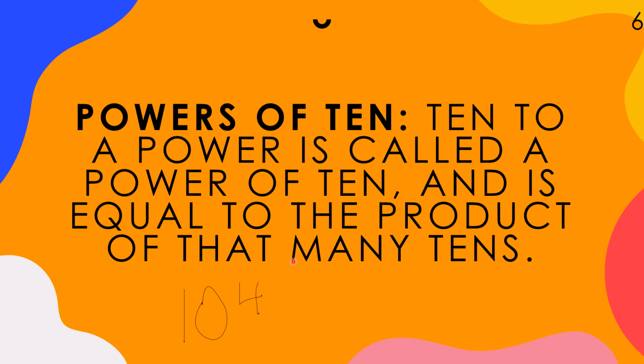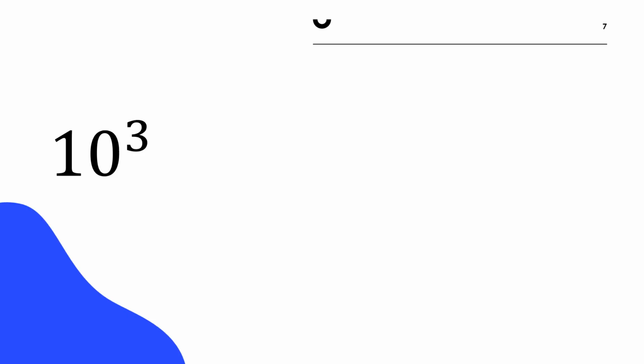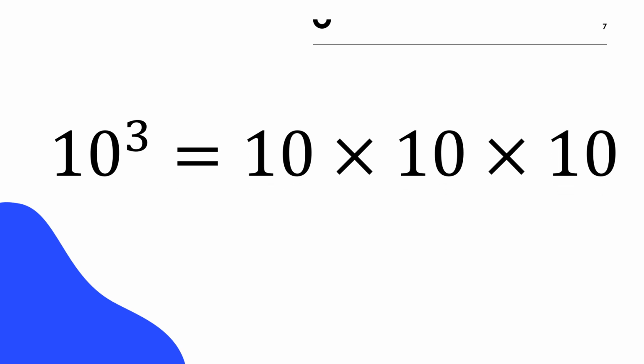So this is equal to, whoops, sorry, there we go. Equal to the product of that many tens. So equal to the product of 4 tens. All right, so we're going to look at some problems that relate to powers of 10. All right, so 10 to the 3rd. It's going to be equal to the product of that many tens. So it's going to be 10 times 10 times 10.